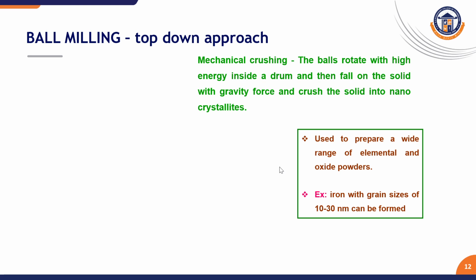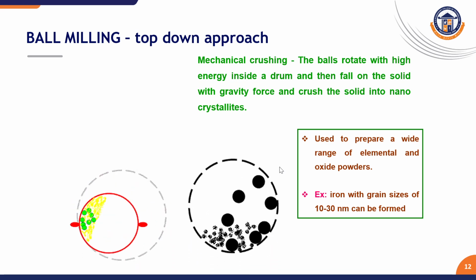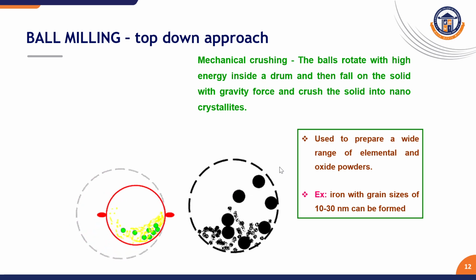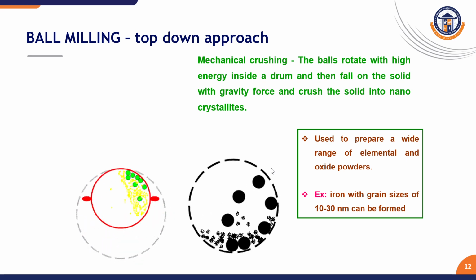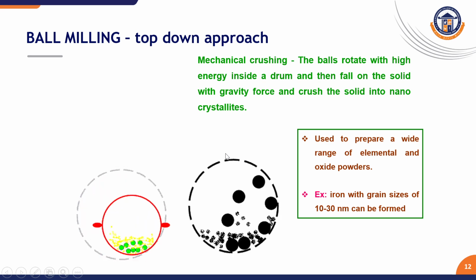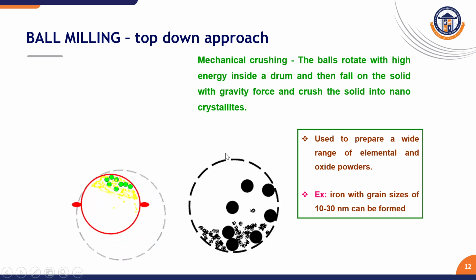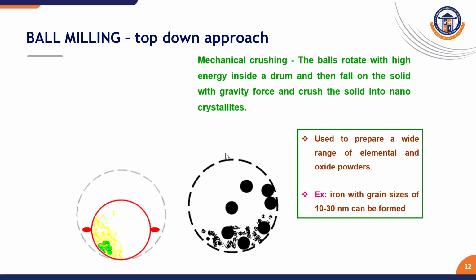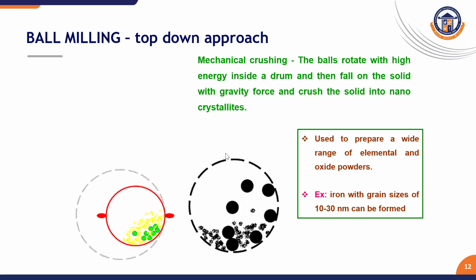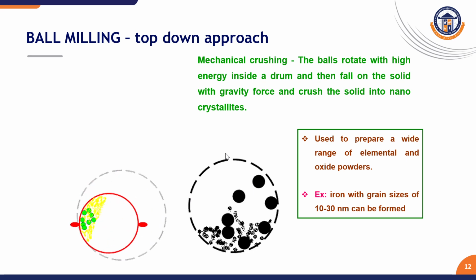Now let us see the ball milling method. The ball milling method is a mechanical process used to produce nanomaterials. A ball mill consists of a stainless steel container as shown in this figure, inside which small balls of materials like iron, hardened steel, silicon carbide, or tungsten carbide are placed. These balls rotate inside the drum and crush the powder material placed in the container.